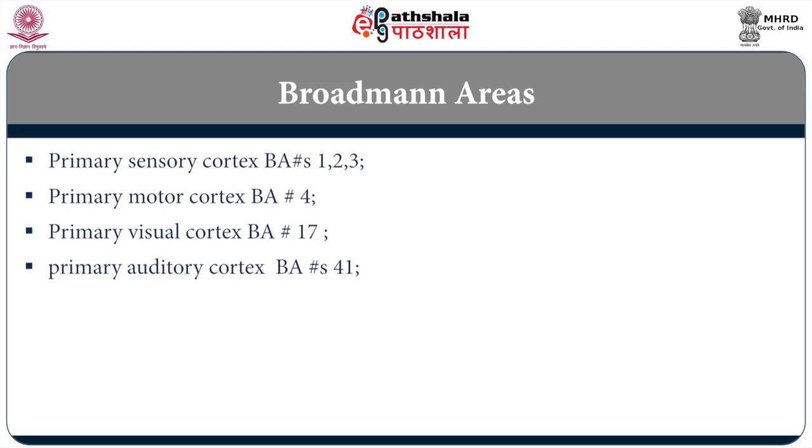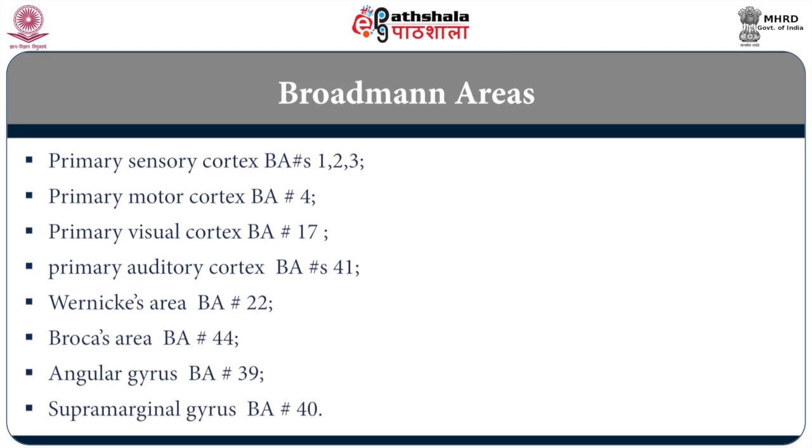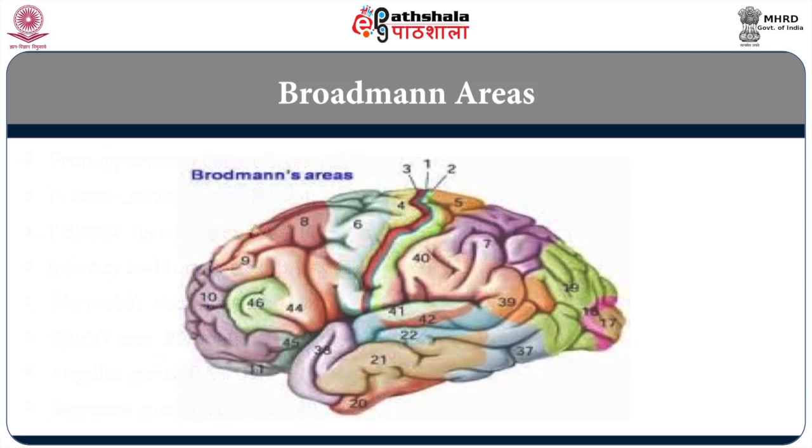Primary auditory cortex located in the temporal lobe is Brodmann area number 41. Wernicke's area is BA 22. Broca's area is BA 44. Angular gyrus and supramarginal gyri, which play a very important role in reading and writing, are assigned number 39 and number 40. So, you will see these Brodmann areas mapped onto the left hemisphere in the next picture on the screen. Study at your leisure. Look at the numbers which I have just described and the location, the correlation between those areas. So, this is what Brodmann areas are.